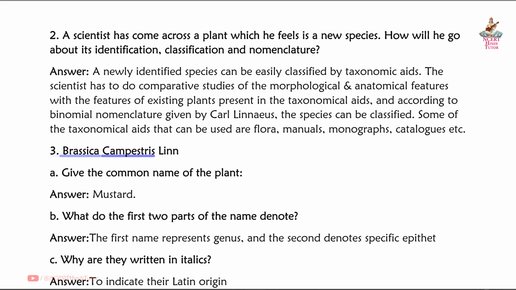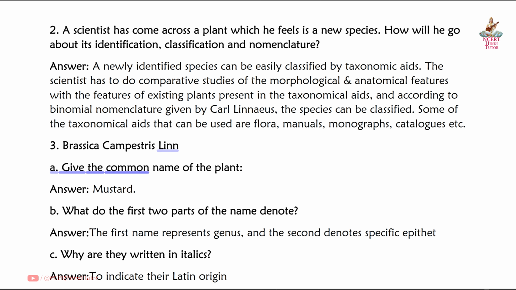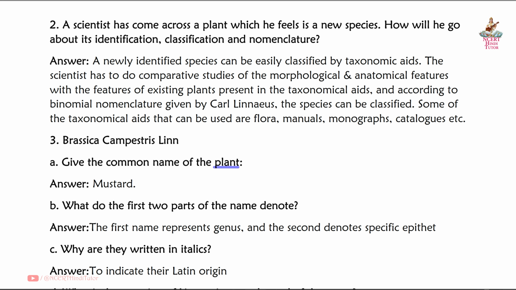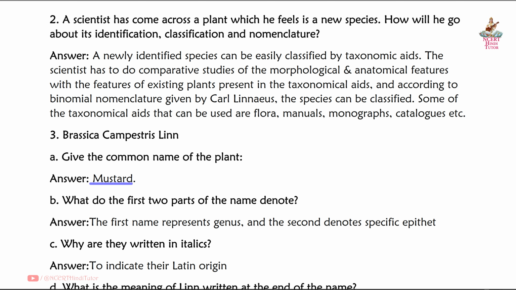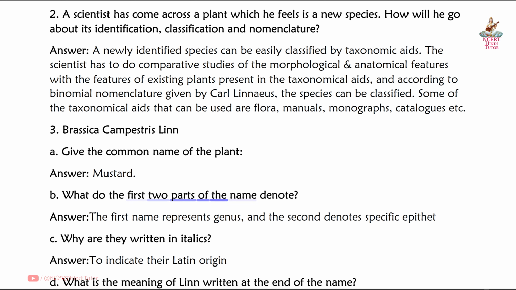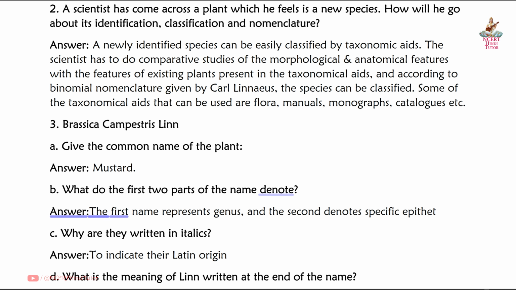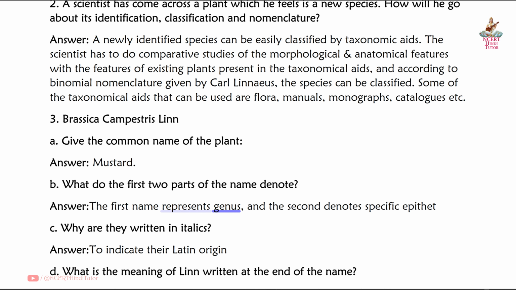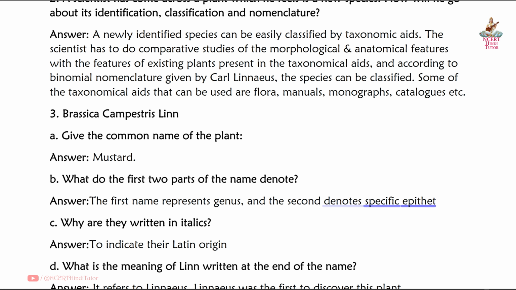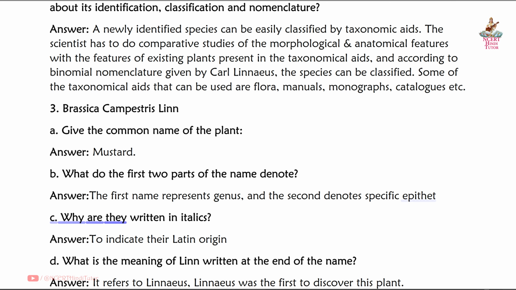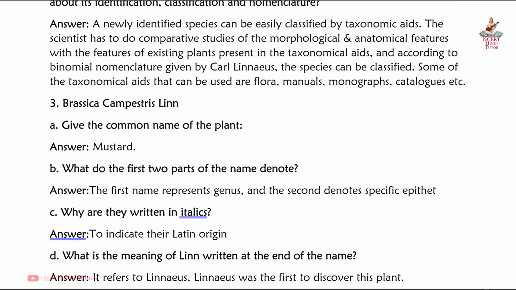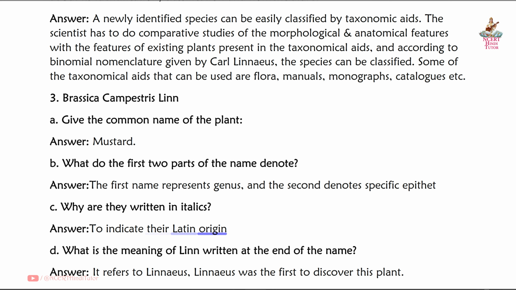3. Brassica campestris Linn. A. Give the common name of the plant. Answer: mustard. B. What do the first 2 parts of the name denote? Answer: the first name represents genus, and the second denotes specific epithet. C. Why are they written in italics? Answer: to indicate their Latin origin. D.